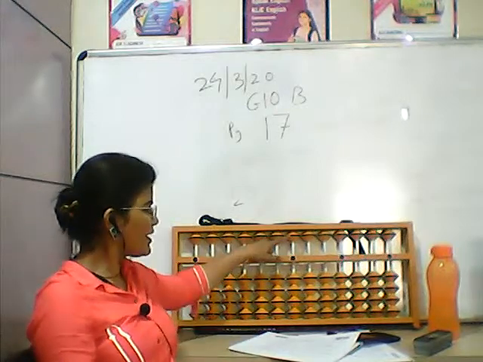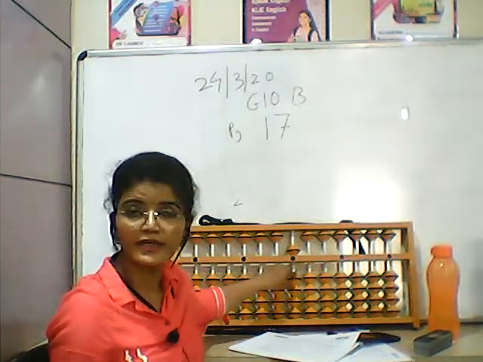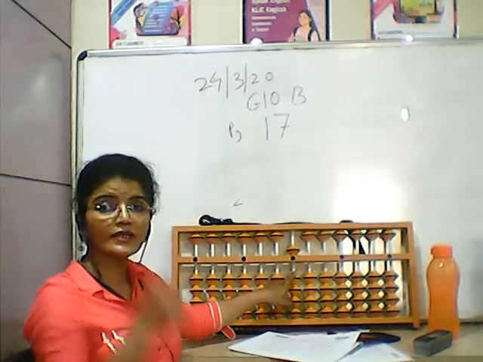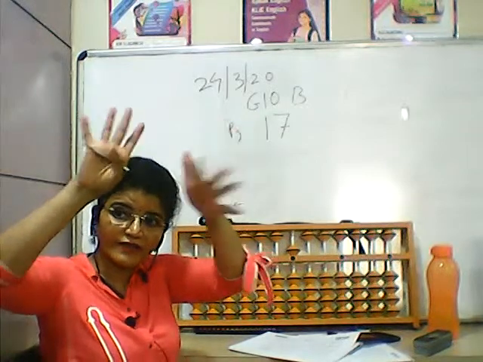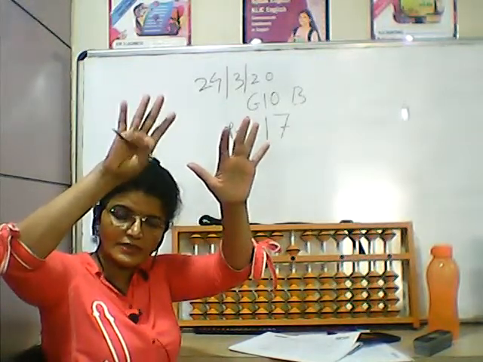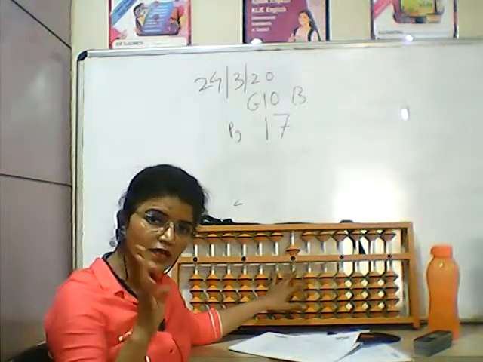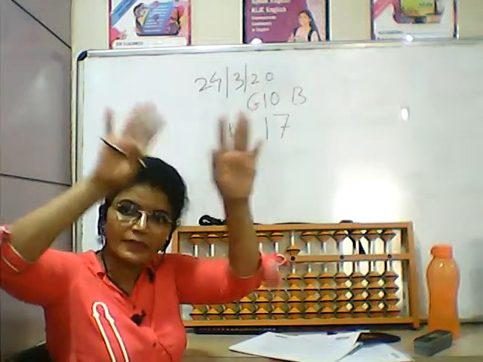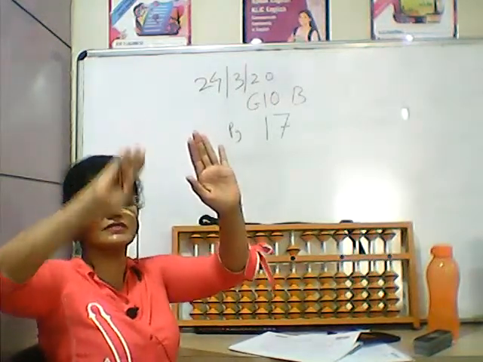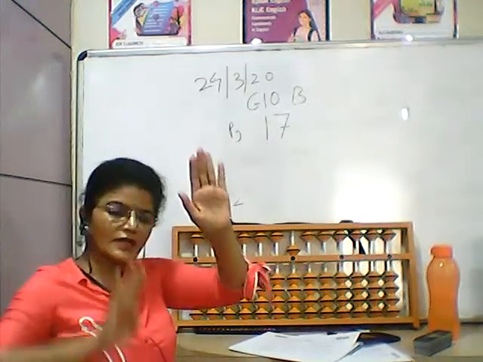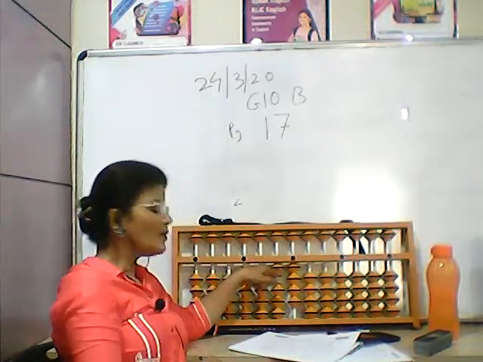Sum number 6. 5, upper bead down. 9. Can you do 9 directly? No. No 9, show 9. Plus 9. So 9 ka friend minus 1. Minus 1 plus 10. Minus 1 to nahi hai. So mix complement. Plus 4 minus 5 plus 10. 4 up, 5 up, 10 up. Minus 9.